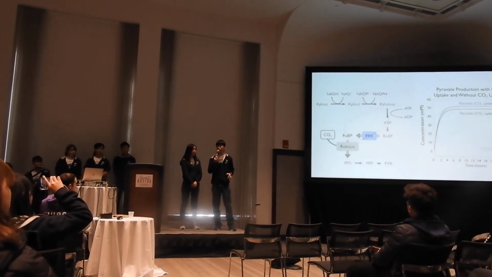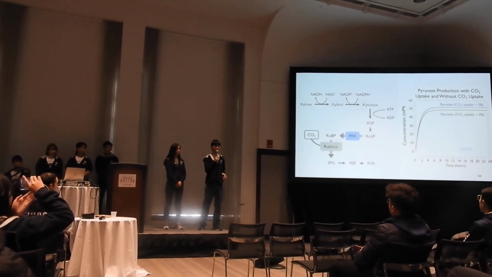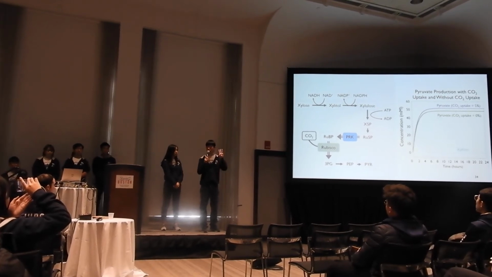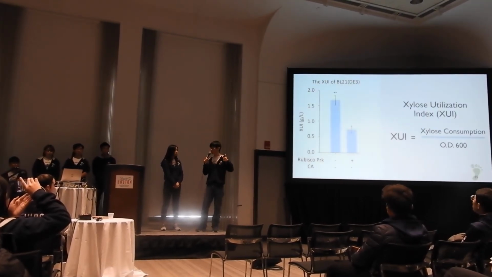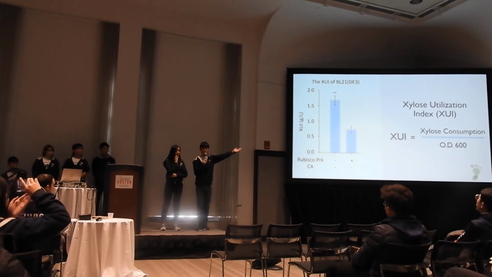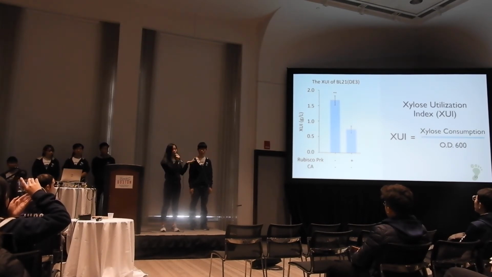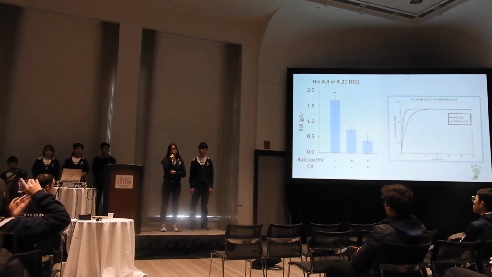Also, our team has modeled the carbon fixation pathway of the bacteria, and we found out that the strain that contains all three enzymes has the highest capacity to fix carbon. And here is our experimental results. Really? Let me have a look. There's a great difference between the XUI value of the wild-type strain and the engineered strain. We can see that the XUI value of the engineered strain is lower than the wild-type. Also, by adding CA into the construct, we can see that the XUI values is even lower. We can now conclude that our experiment results match with the prediction of our model.